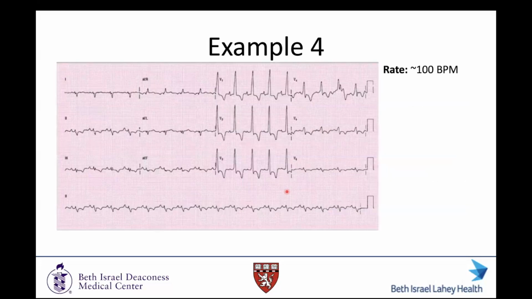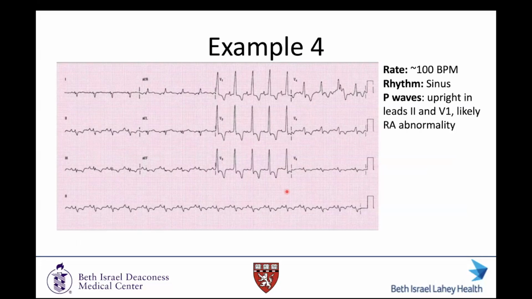So once again, here our rate is about 100 beats per minute. Our rhythm is sinus. Our P waves are upright in 2 and V1, but there is a possible right atrial abnormality. If you look here, these P waves here as well as in V1 look kind of tall. They're somewhat borderline, but could be a right atrial conduction delay here. Our PR interval is normal.